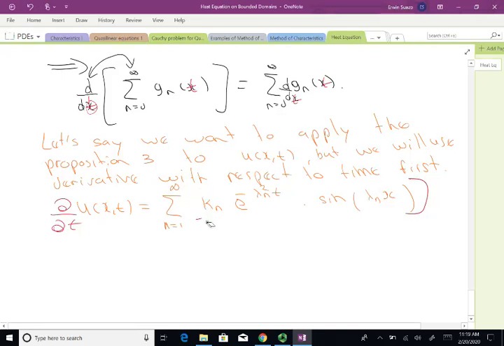So for clarity, let me put it here. This is the derivative with respect to t. This guy is Gn of t. Just this guy is a constant because I don't really care about that guy, since I'm fixing x, so it's a constant. So my G sub n only depends on time. Okay, so that's my Gn of t.